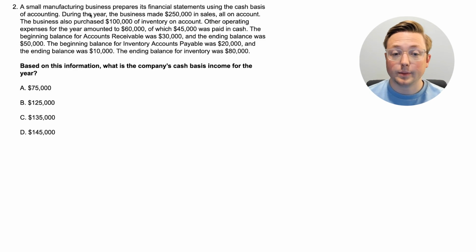A small manufacturing business prepares its financial statements using the cash basis of accounting. During the year, the business made $250,000 in sales, all on account. The business also purchased $100,000 of inventory on account. Other operating expenses for the year amounted to $60,000, of which $45,000 was paid in cash. The beginning balance for accounts receivable was $30,000, and the ending balance was $50,000. The beginning balance for inventory accounts payable was $20,000, and the ending balance was $10,000. The ending balance for inventory was $80,000.